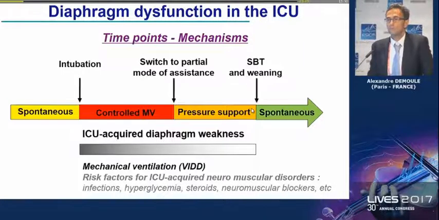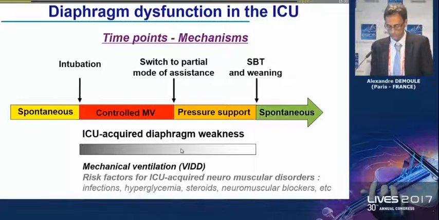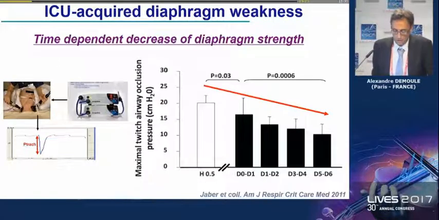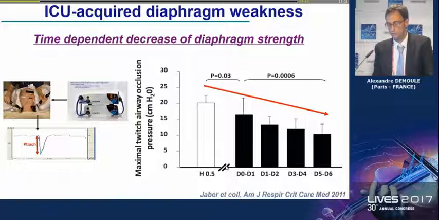So the first thing that we know now is that all this mechanical ventilation will cause an ICU-acquired diaphragm weakness that we call ventilator-induced diaphragm dysfunction. So giving mechanical ventilation to a patient will cause diaphragm dysfunction. This is basically a time-dependent decrease of diaphragm strength, as elegantly demonstrated by Samir Jaber's team. Here you have the twitch diaphragm pressure, which is a nice surrogate of diaphragm strength, in a few patients. And here is the beginning of mechanical ventilation, and you see that days after days, the diaphragm strength is decreasing.